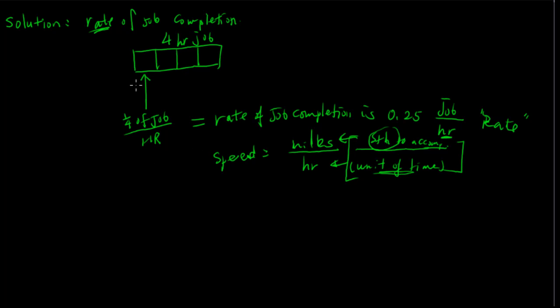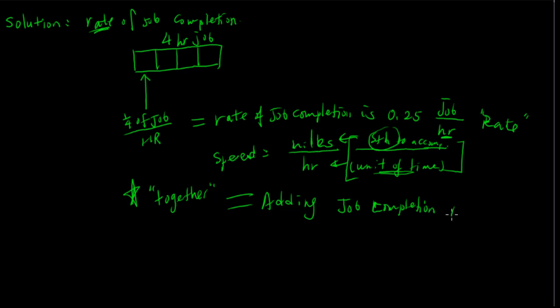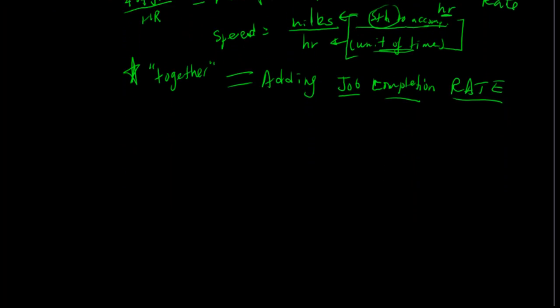Now, the core of the problem for this one is converting everything into the rate problem. Also realizing this is the difficult part for this type of problem. When we say two people working together, we're actually adding job completion rate. We're not adding time. We're adding job completion rate. Now, after this analysis, let's take a look at what we can do for our problem.